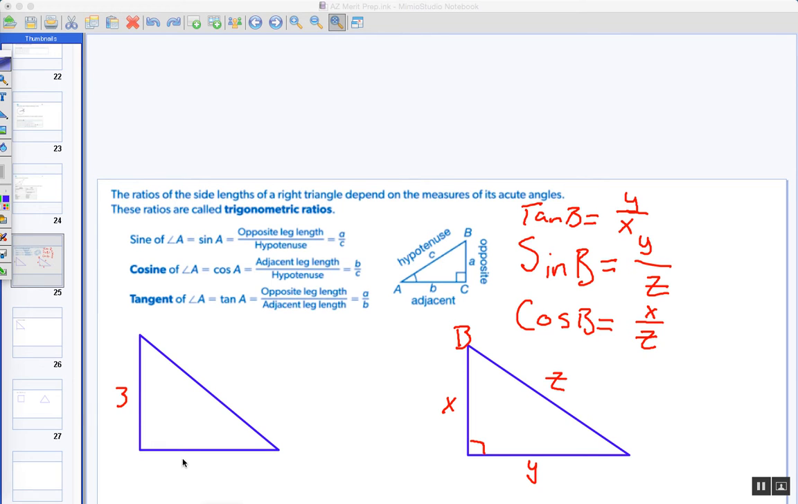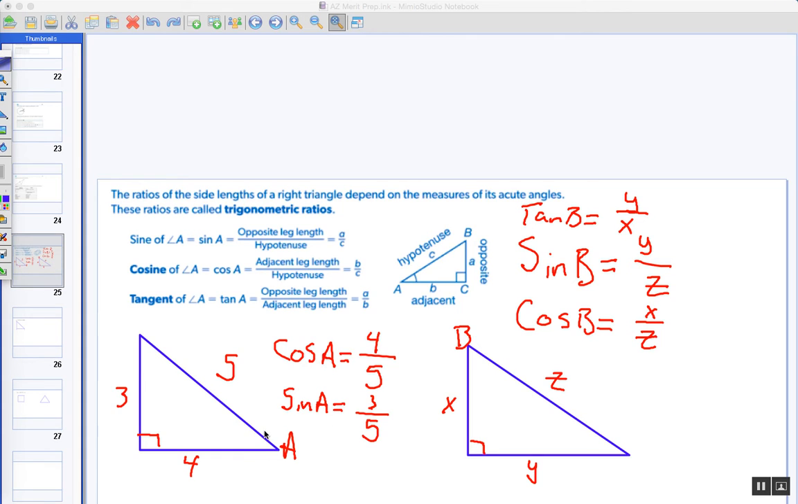So if we had this triangle here, and we wanted to solve for cosine of A, that would be equivalent to its adjacent side over its hypotenuse. If we wanted to solve for the sine of A, that would be equivalent to its opposite side over hypotenuse.